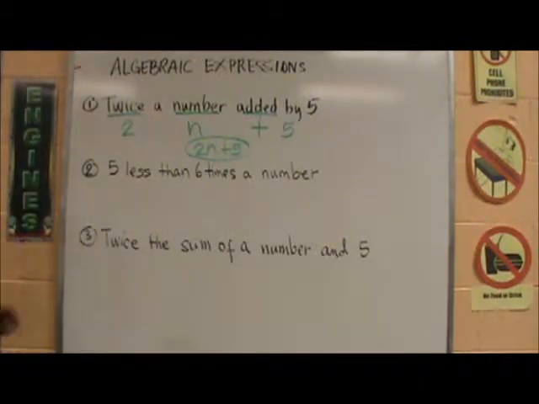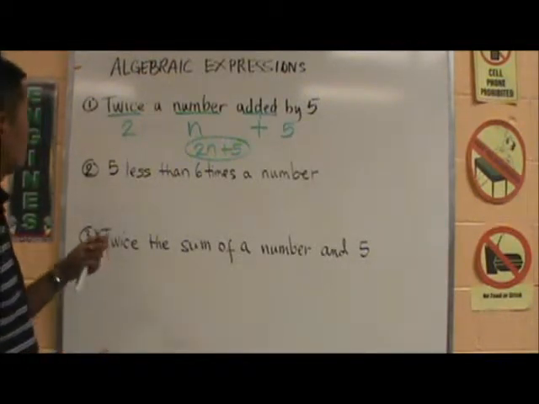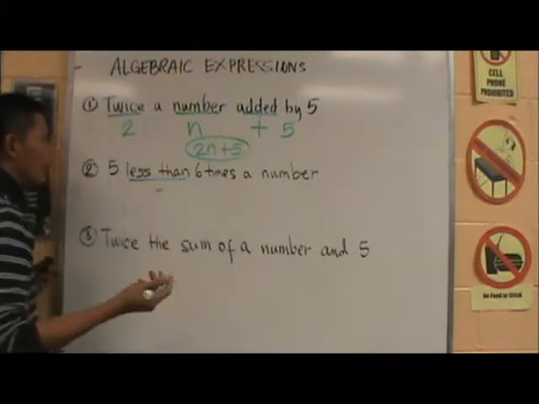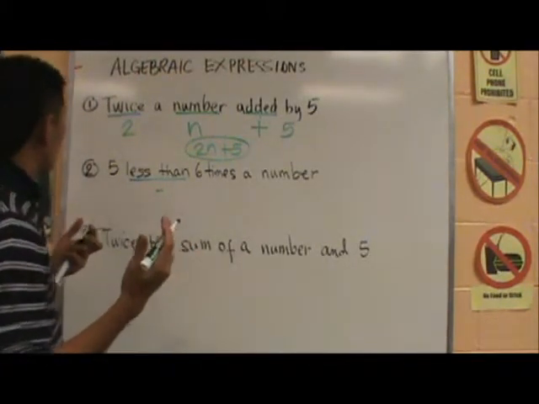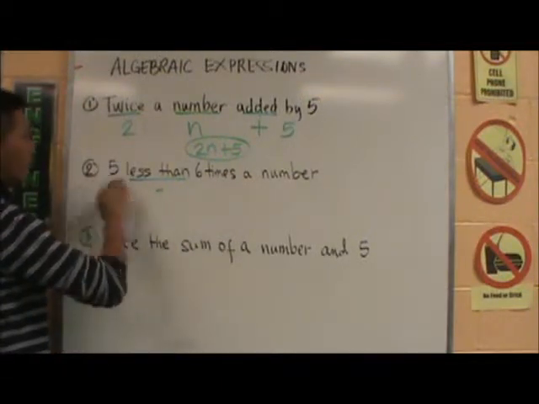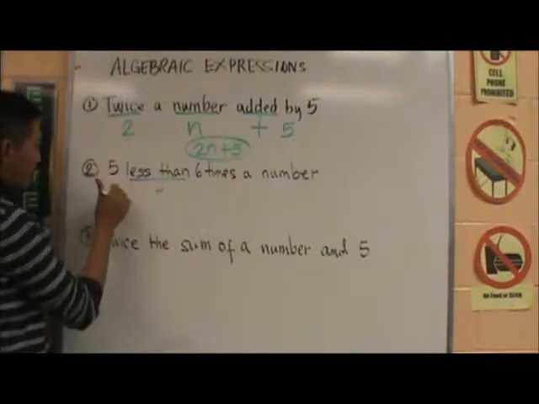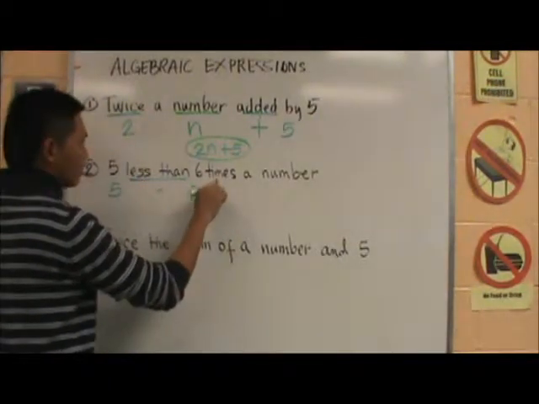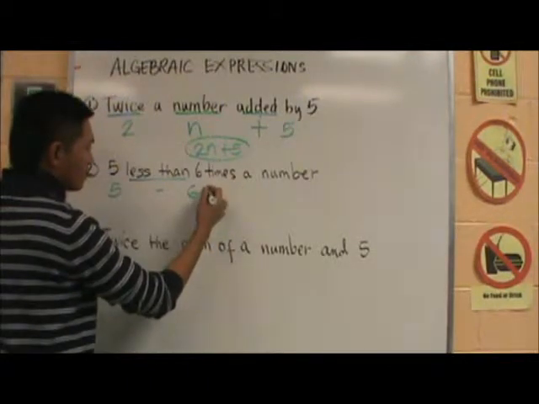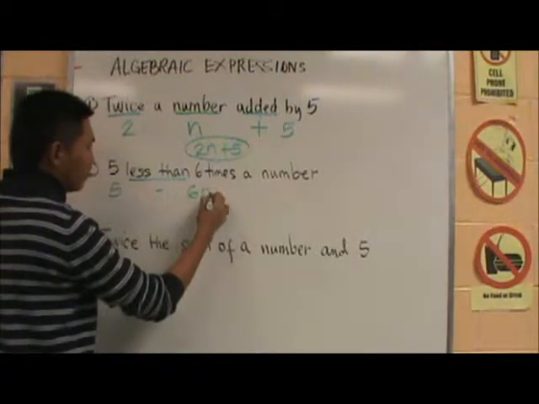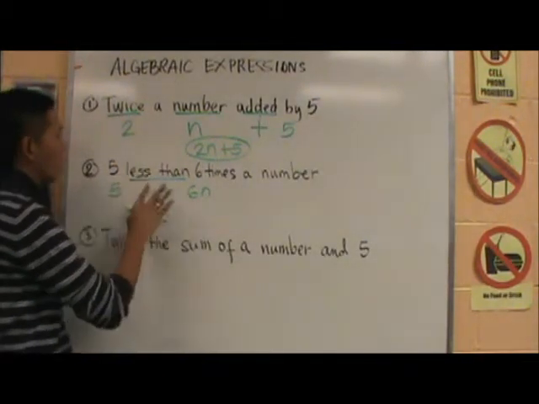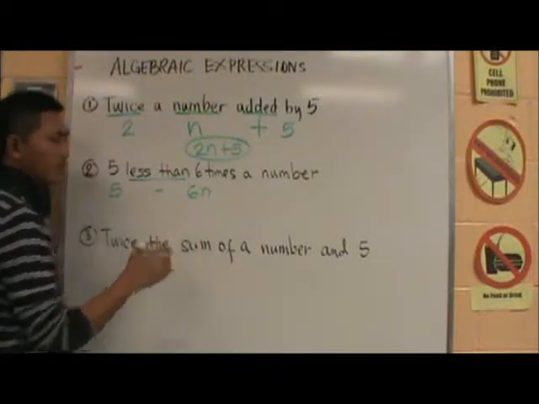So for number 2, 5 less than. A lot of students are confused about the words less than. They know that less than is minus, but they are confused because of the order. For example, here we have 5, and then less than, and then 6 times a number. So times a number, I'll just go ahead and put n here. They are thinking that because of this order, it is 5 minus 6n.